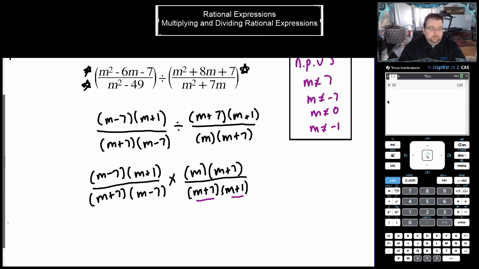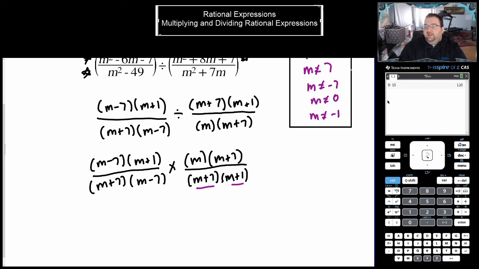At this point, what's the next step? Simplify, right? So now that we're multiplying and the numerators will combine and the denominators will combine, we can start canceling out like terms. So we have an m minus 7 and an m minus 7. We have an m plus 1 and an m plus 1. And an m plus 7 and an m plus 7. That simplified out very well.